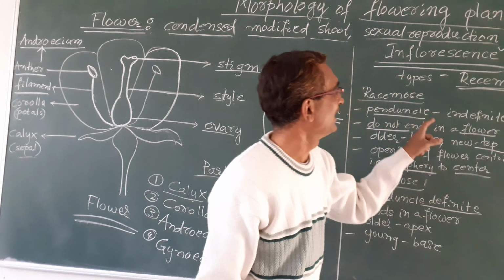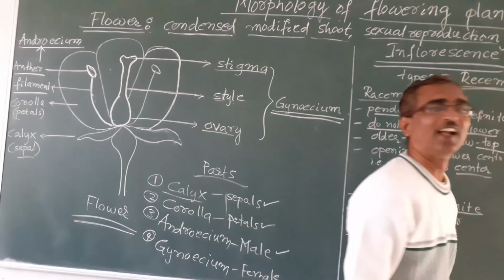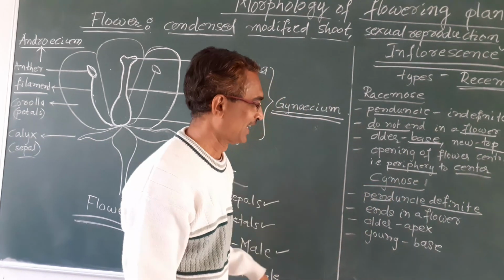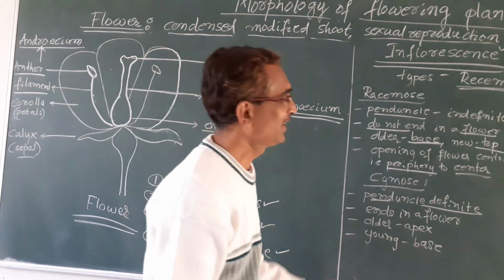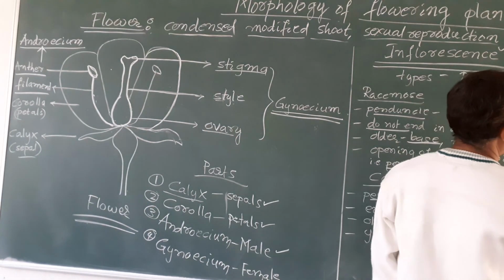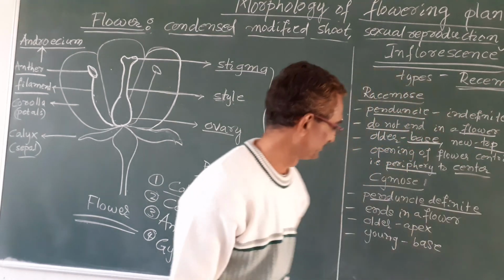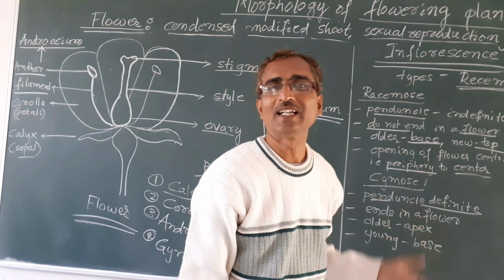But in case of this racemose, it grows indefinitely and will not end with any flower. And next, the older flowers are found at the apex, and the younger flowers will be at the base. Okay, so these are the inflorescence types.